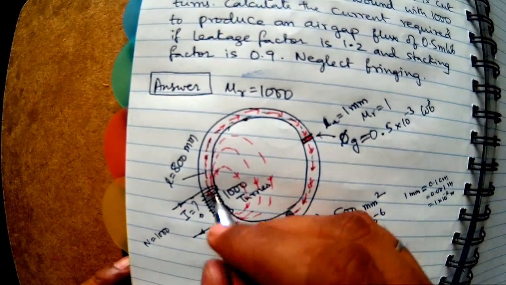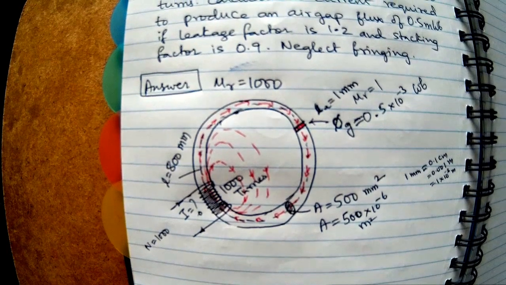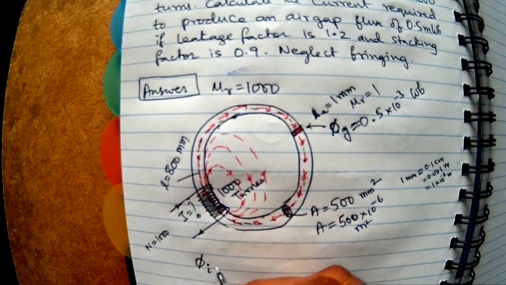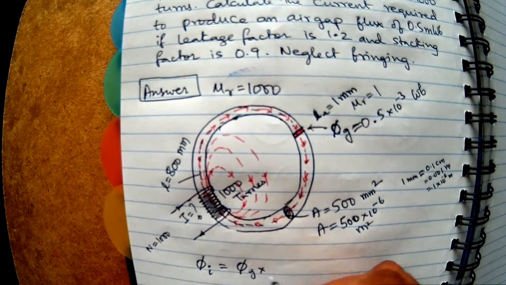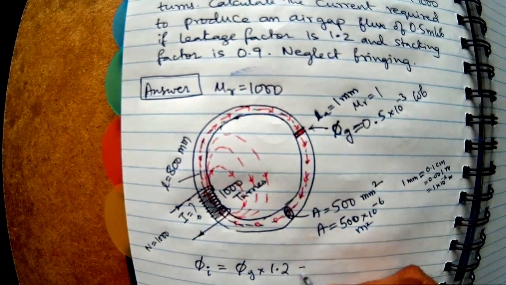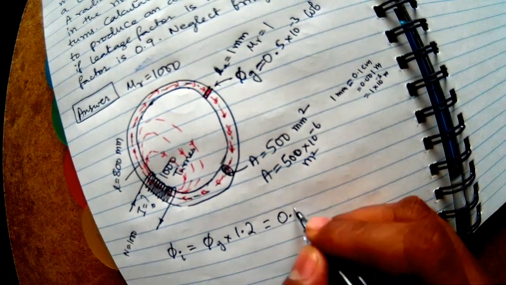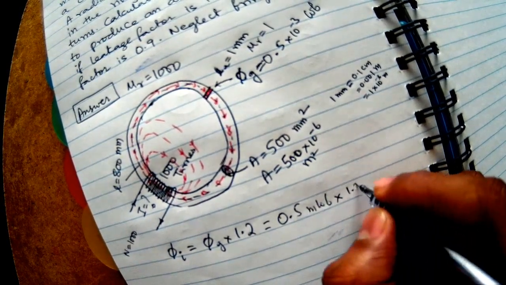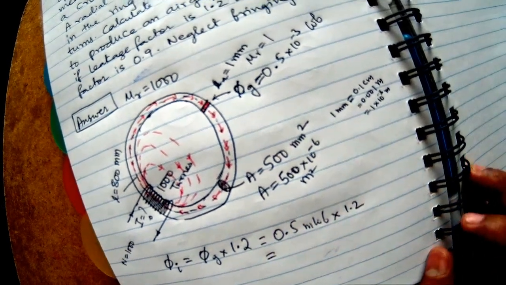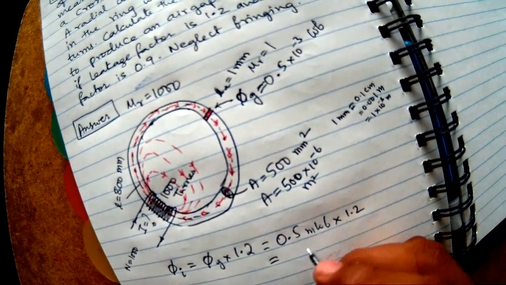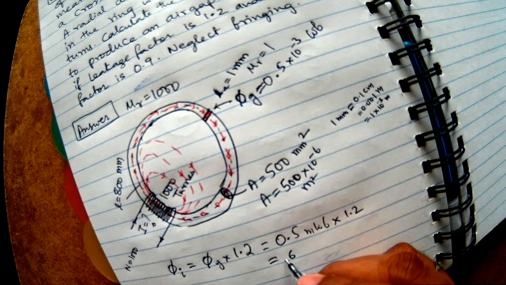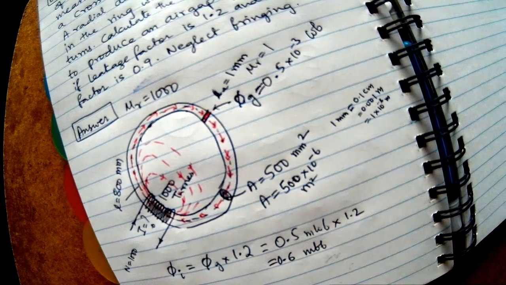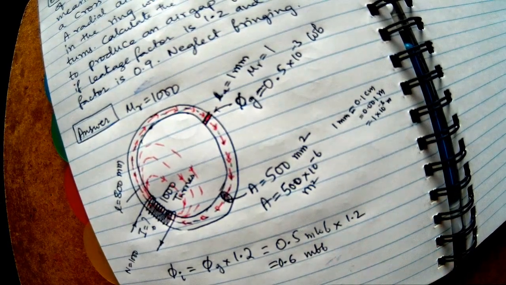Therefore, if I want to consider the factor, flux in the iron is equal to flux in the air gap into leakage factor, that is 1.2. So let's quickly calculate that. 0.5 milliwebers into 1.2 is 0.6 milliwebers. I just calculated it, so it is 0.6 milliwebers.